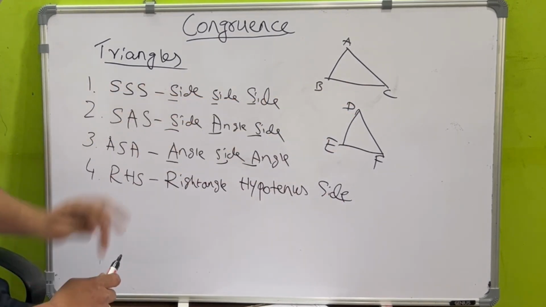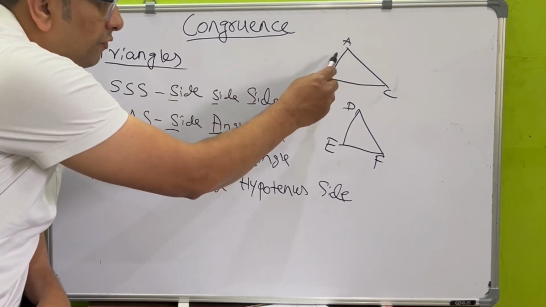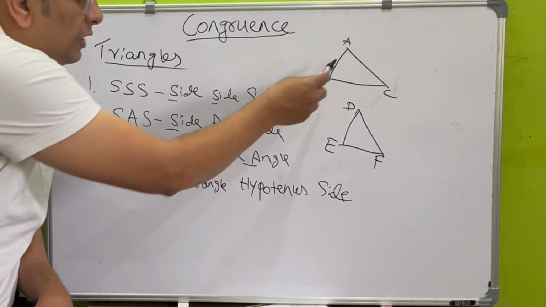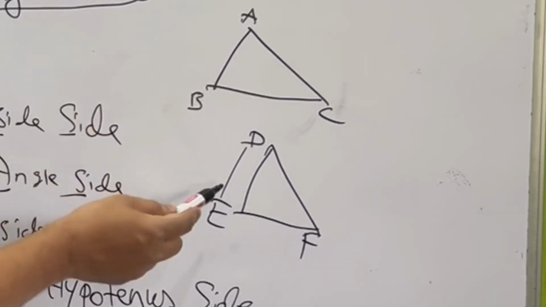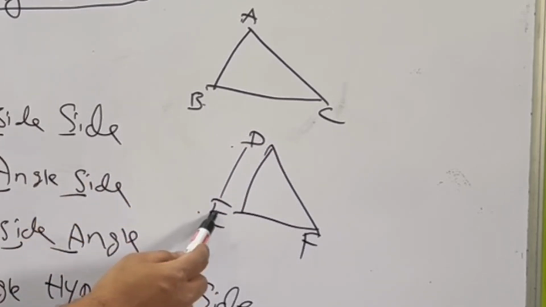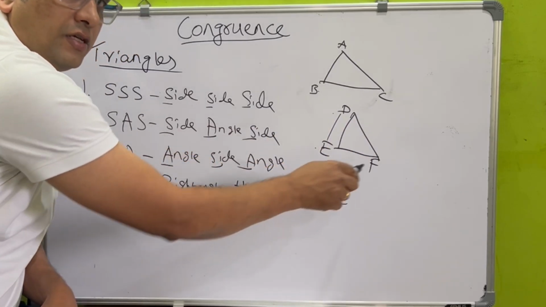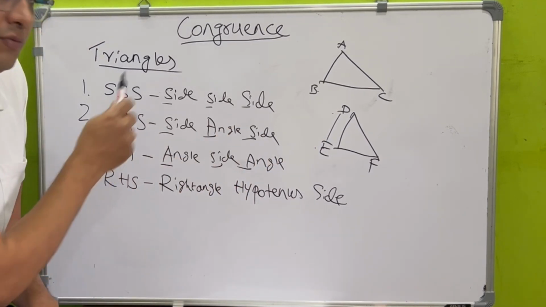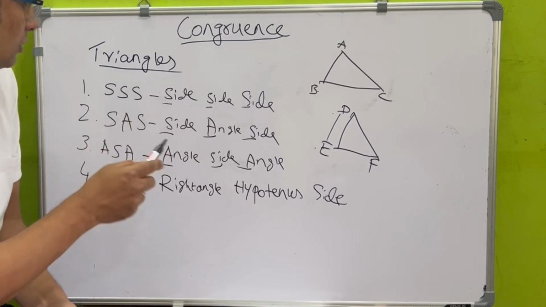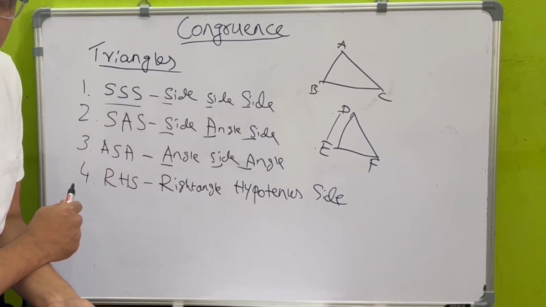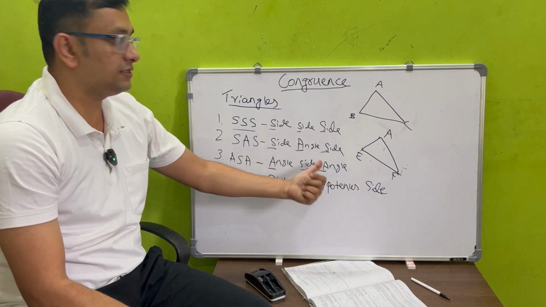Coming to the first one, SSS, side, side, side. That means if, as we saw earlier, the sides of the triangles are equal, that means AB is equal to DE, BC is equal to EF and AC is equal to DF. All these are equal, that means these two triangles are congruent, based on the first rule, that is side, side, side.